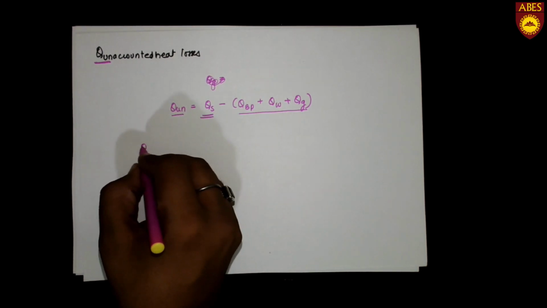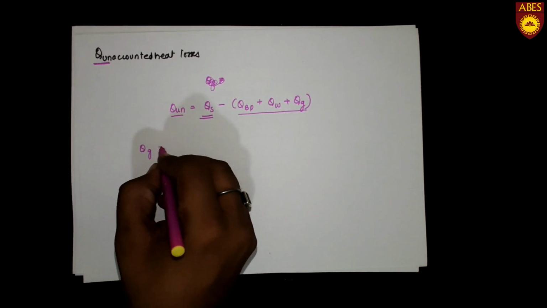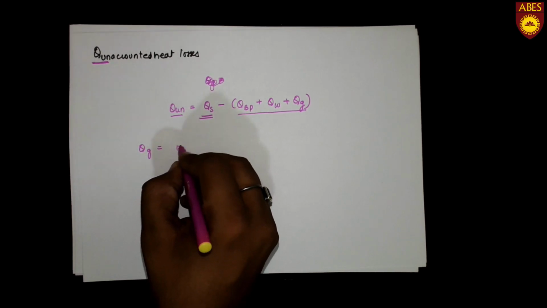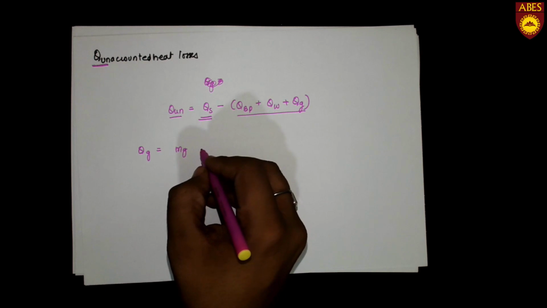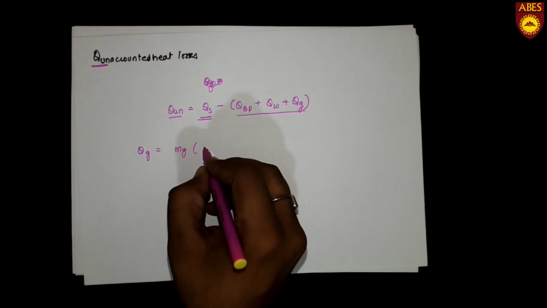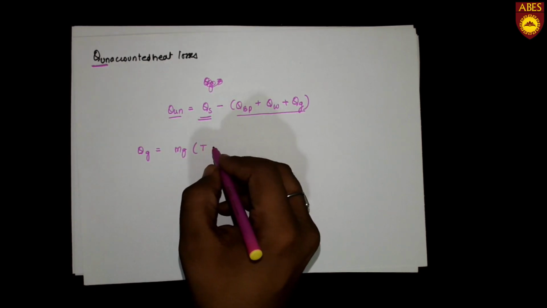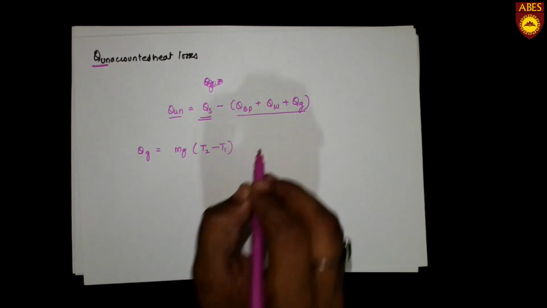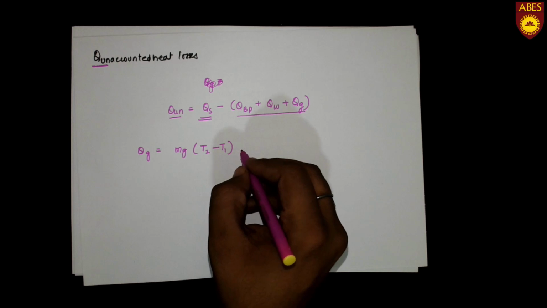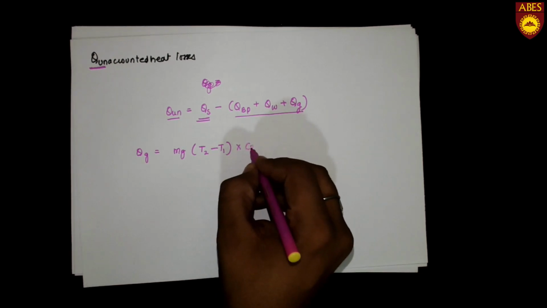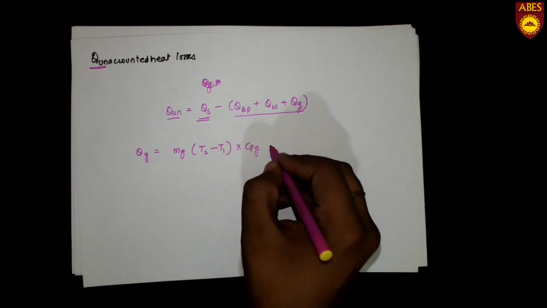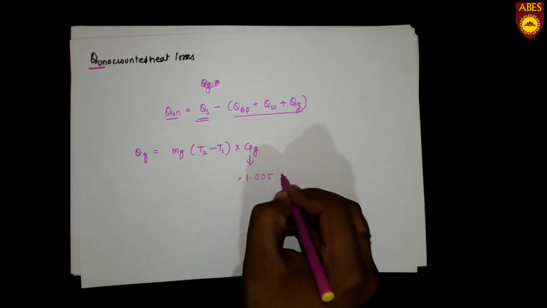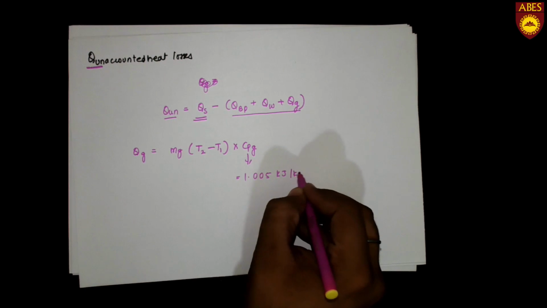One more heat is also deployed inside the engine, that is heat carried away by the gases. That equals mass of the exhaust gases in kilogram per minute into temperature at the outlet minus temperature at the inlet in degree Celsius, into specific heat of the gases, that is generally taken as 1.005 kilojoule per kilogram Kelvin.